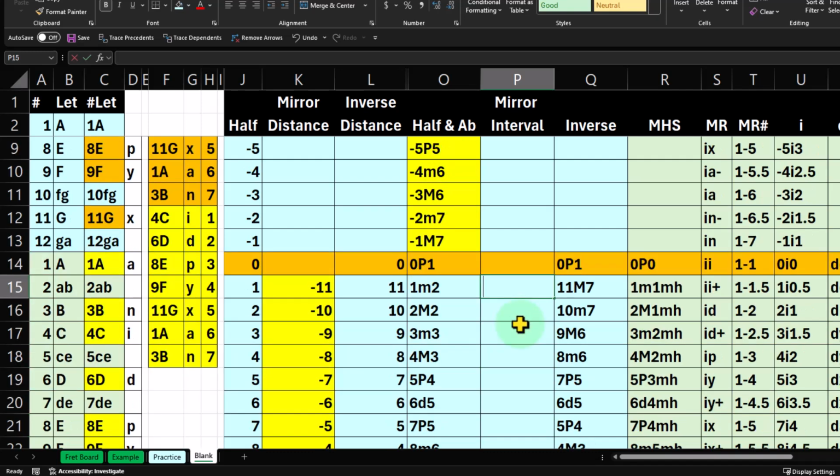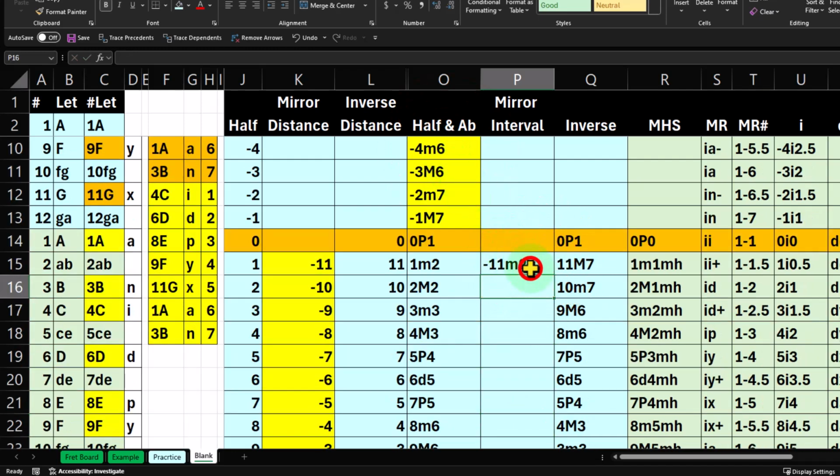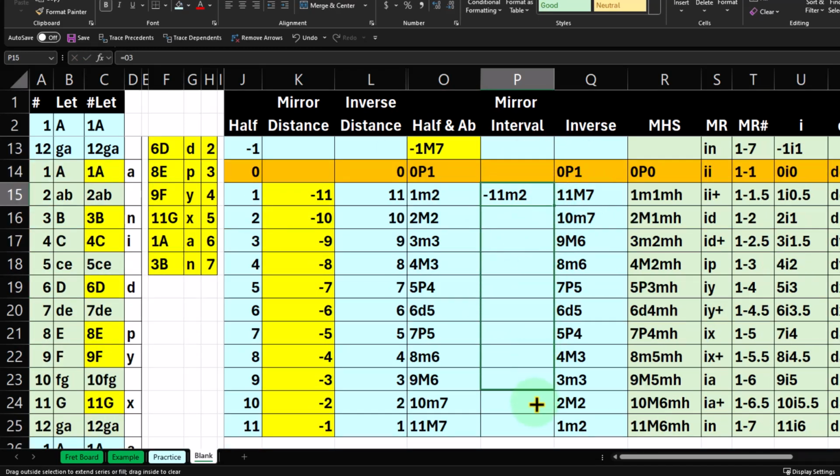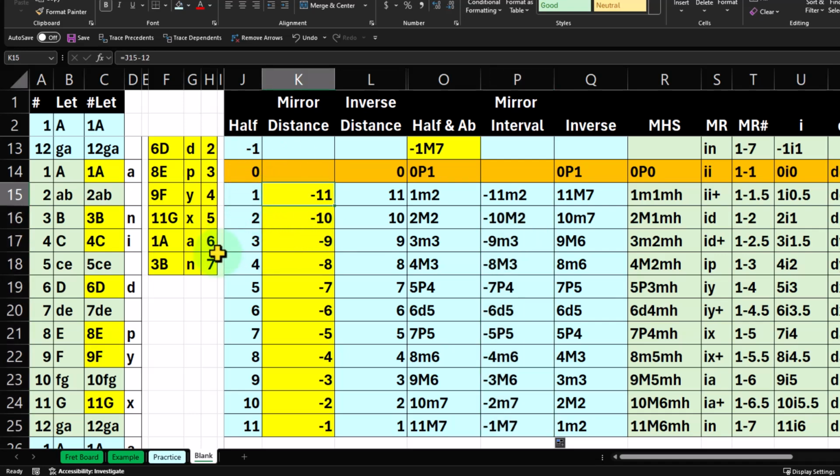I'm just going to say this equals this one up top, right? It equals that, and I can just copy that down. So now we can see it in the same column. So in other words, now I'm saying an 11 note distance forward could also be a 1 note distance backwards, or a 1 note distance forward could be an 11 note distance backwards. We're going to call that a minor second.